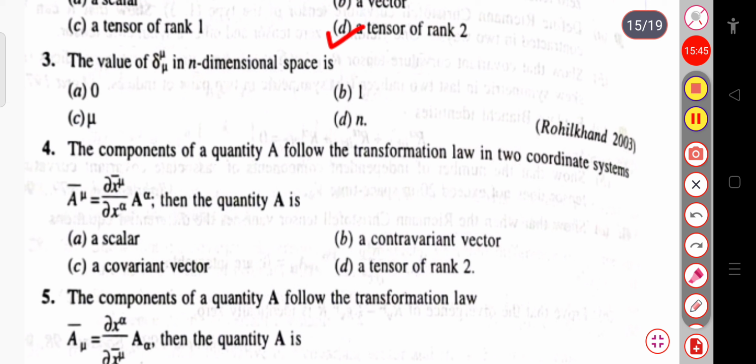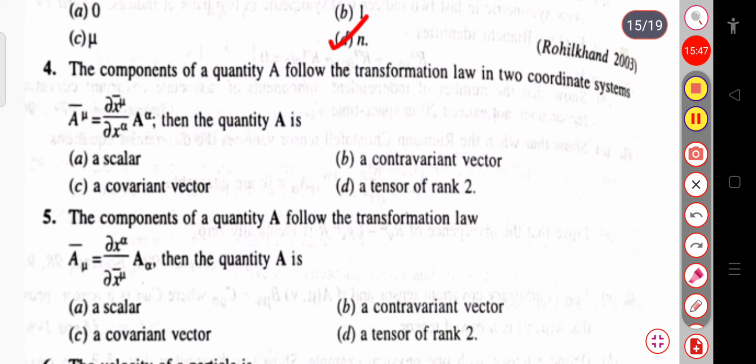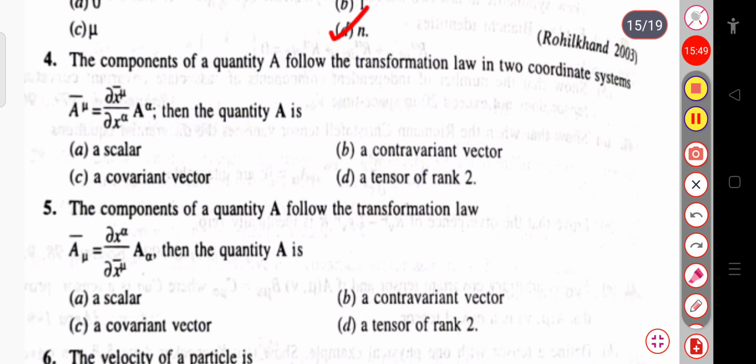Okay. The next question is: the components of a quantity A follow the transformation law in two coordinate systems, A mu bar equal to dou x mu bar by dou x alpha into A alpha. Then the quantity A is a scalar or a covariant vector or a contravariant vector or a tensor of rank 2. Here you can see the mu is in the superscript. So it is simply a contravariant vector. Okay, so this is our correct answer.